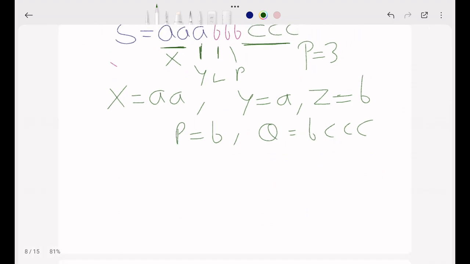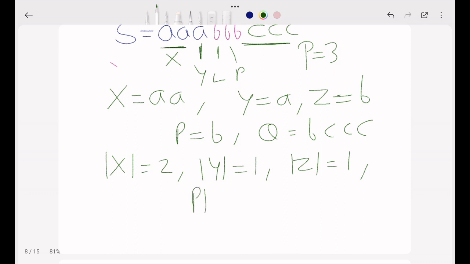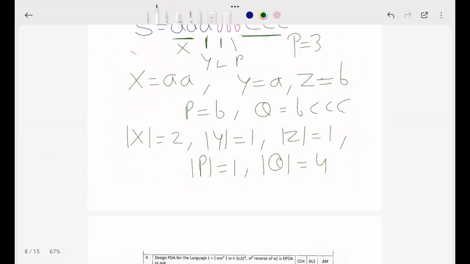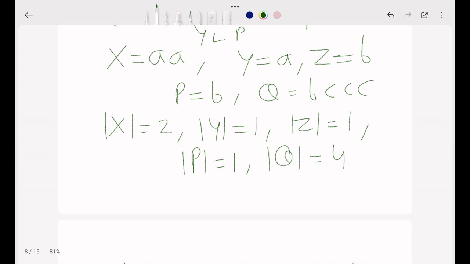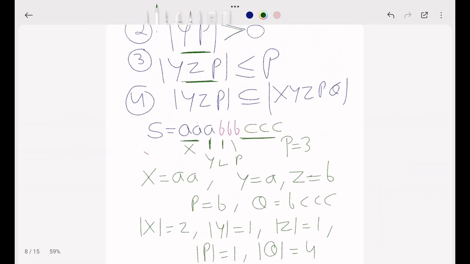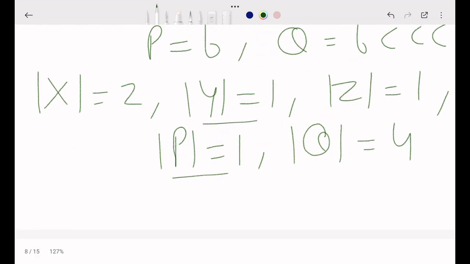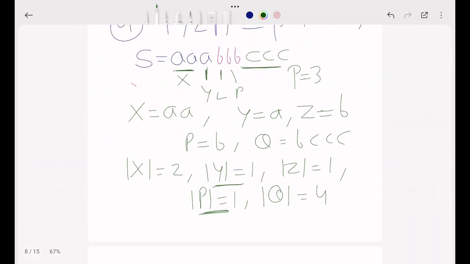Now what is the length? Length of x is equal to 2, length of y is equal to 1, length of z is equal to 1, length of p is also 1, and length of q is equal to 4. Done. Now next, |yp| must be greater than 0. Your y and p, I have taken 2. |yp| is greater than 0 because you can see y is 1 and p is 1, so both are greater than 0. Satisfied?